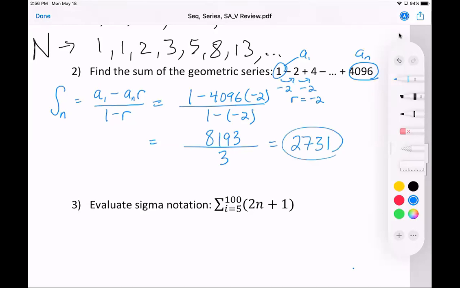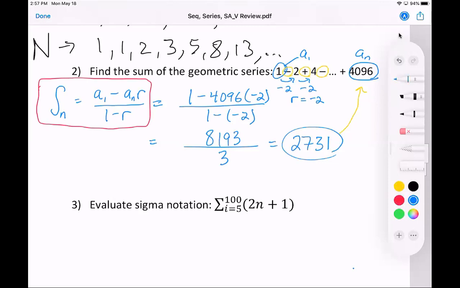Now you might wonder, how can my sum be smaller than one of the terms in the sequence? That would be a good question to ask. Well, that's because some are positive and some are negative. So some of the negatives are pulling away from the sum. So we get an answer of 2731 for the sum of a geometric series using this formula. There is another formula for geometric series that maybe we'll review later, but let's just move on.